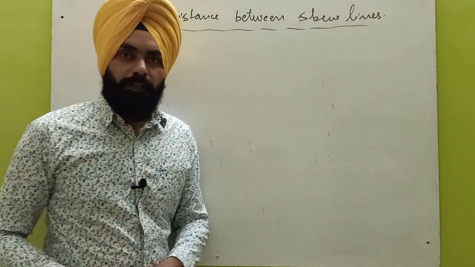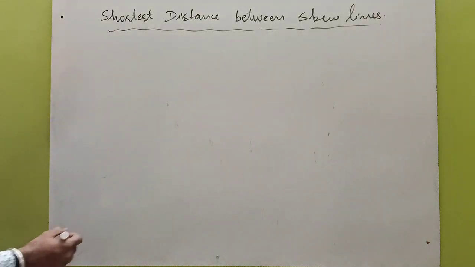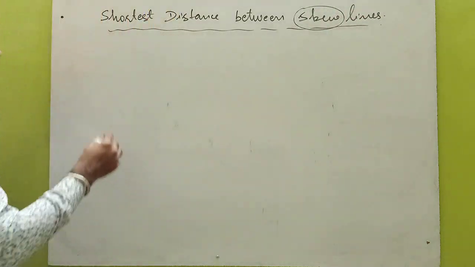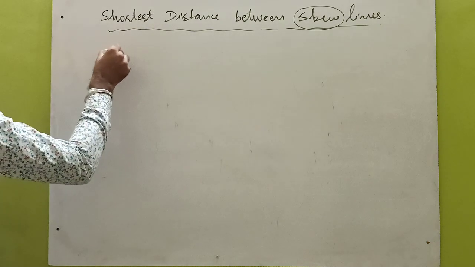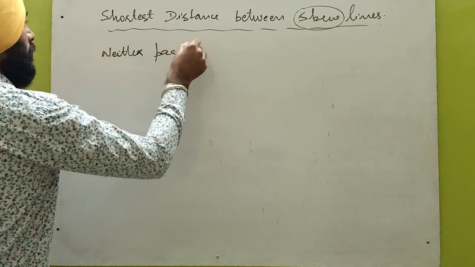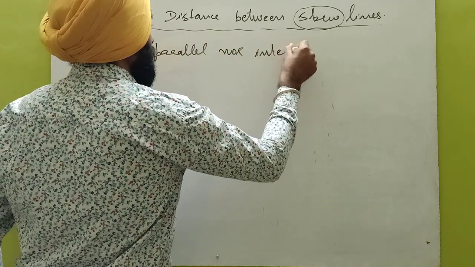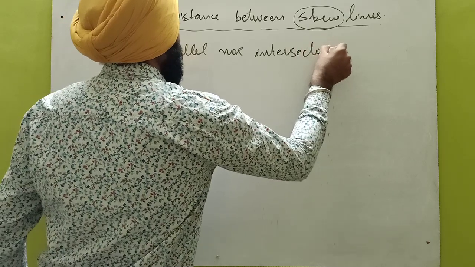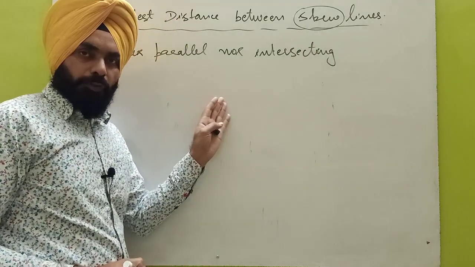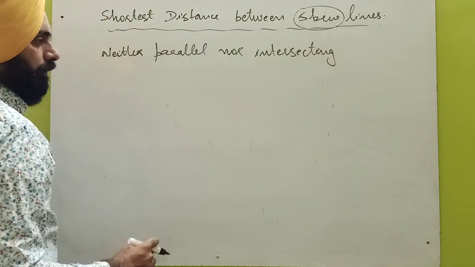Hello students, today we will do the topic shortest distance between two skew lines. So first of all, what is the meaning of skew lines? The lines which are neither parallel nor intersecting are called skew lines. But is it possible to draw these types of lines in one plane?